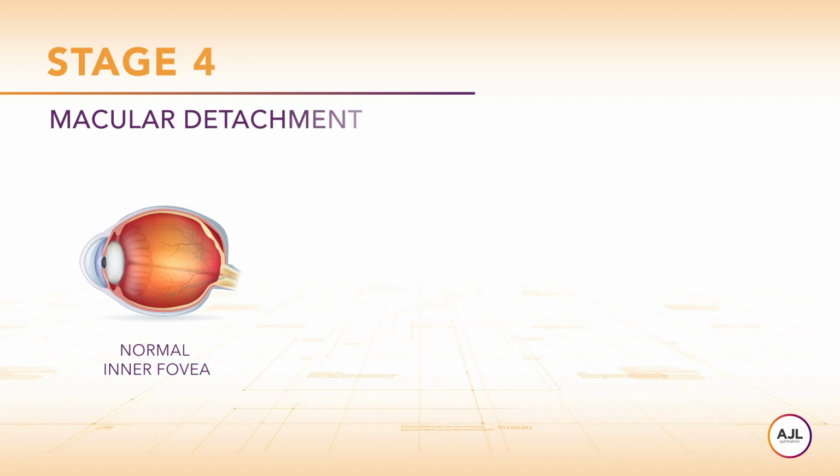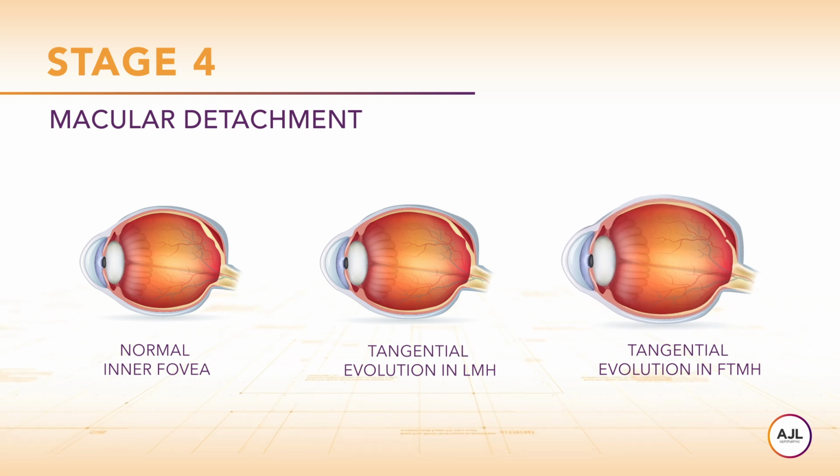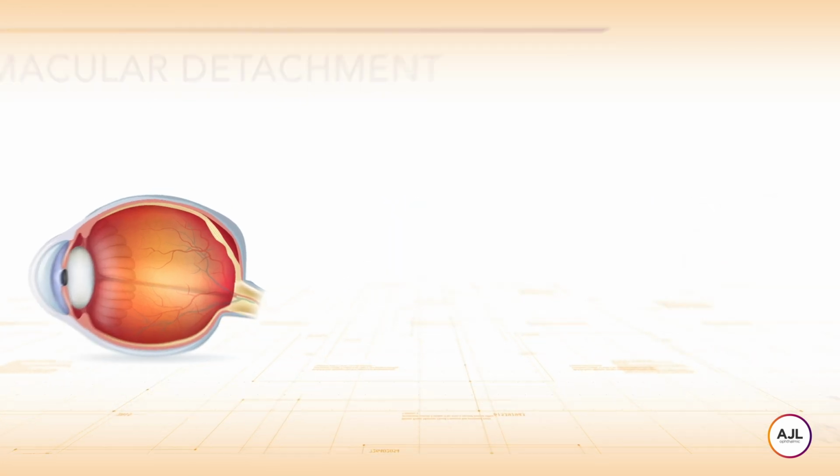The scene represents stage 4, a complete macular detachment without schisis, and shows the tangential evolution from stage A, intact fovea, to B, lamellar macular hole, to C, full-thickness macular hole. Notice how the schisis disappears into the macular layers, while the retina detaches from the choroid. This is due to the release of intraretinal traction when the retina detaches.